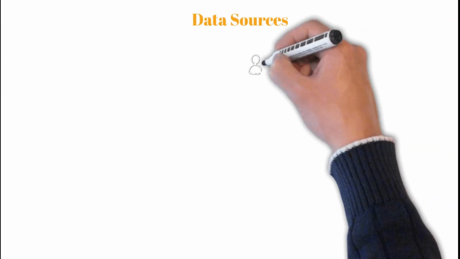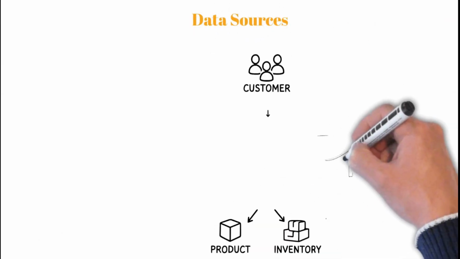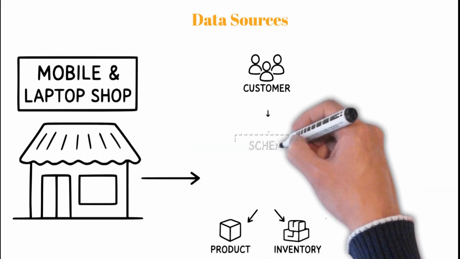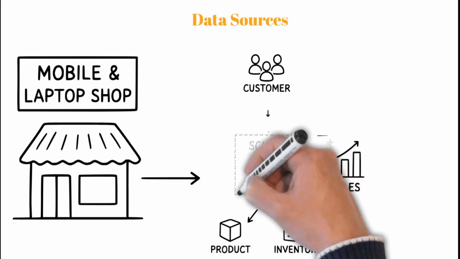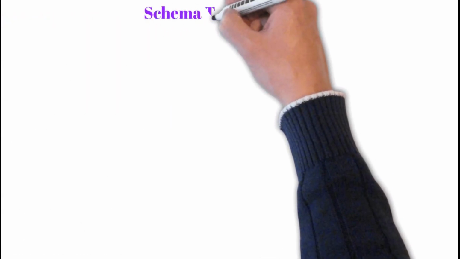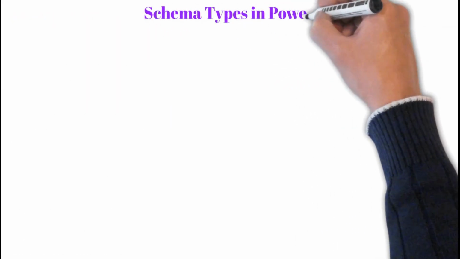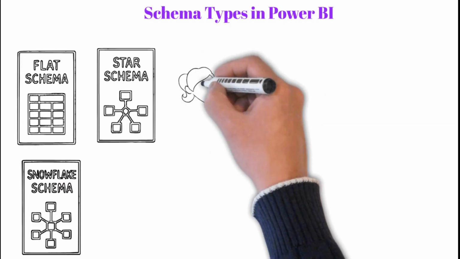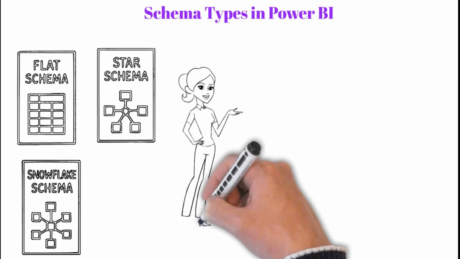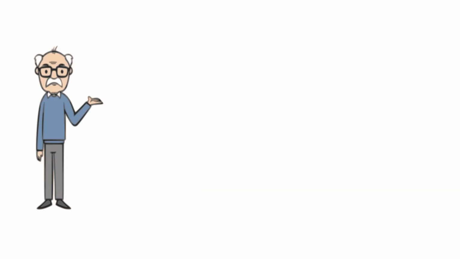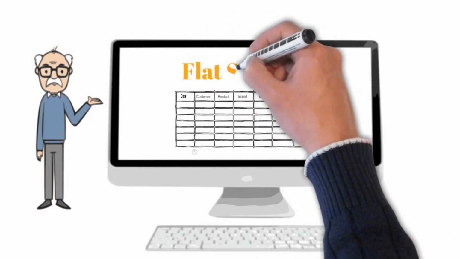These data sources include customer, product, inventory, and sales information. Mobile and Laptop Shop can use a schema in Power BI to organize and build relationships between these different data sources. This way, the company can generate its required insights. There are three different types of schemas that can be used to organize and structure data: a flat schema, a star schema, and a snowflake schema. Let's review each of these schema types and find out how mobile and laptop shop can use them. To begin, we'll start with the simplest structure, the flat schema.